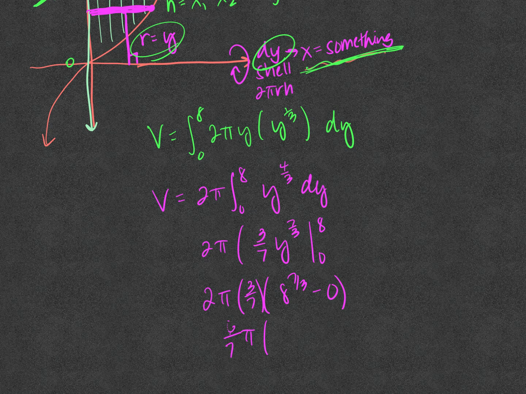And 2 to the 7th is, I believe, 128. I should check that, not be lazy. Hold on, let me go check that. Good news, it is 128. So 128 times 6 is 768 over 7 times pi. That is our volume for that area. I know it said set up and do not evaluate, but we broke the rules and did it anyway. It's all good. Okay, let's look at the next case.